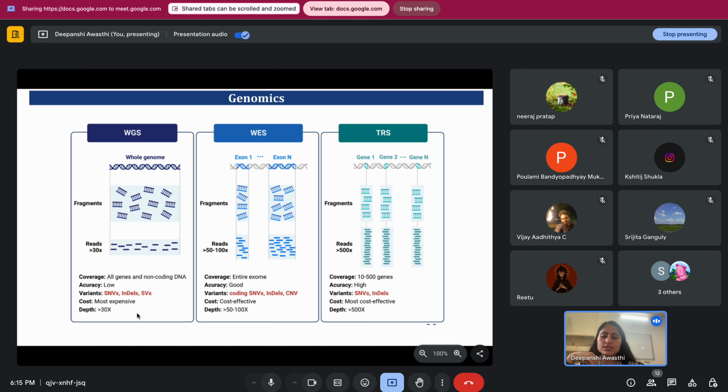Whole genome sequencing is quite expensive, because you are going to sequence the whole genome, and its depth is about 30x. Whereas in case of whole exome sequencing, it is cost effective, and its depth is 50 to 100x. Whereas in case of TRS, it is most cost effective because you're only focusing on the targeted regions, so it's quite cheap, and the depth is 500x. That is 500 reads you can get in a single run.